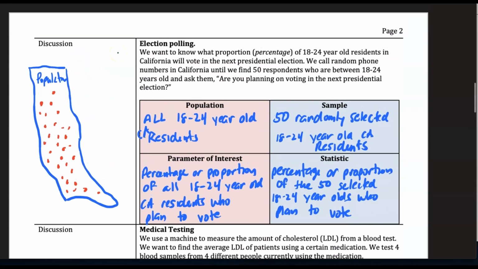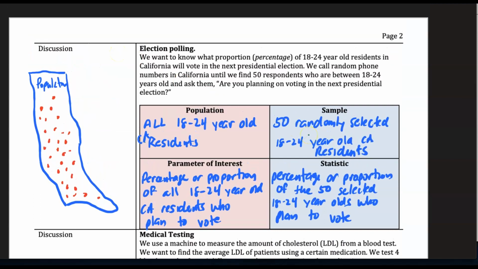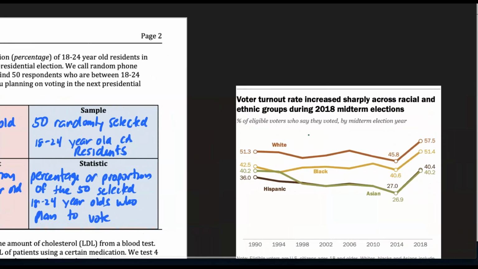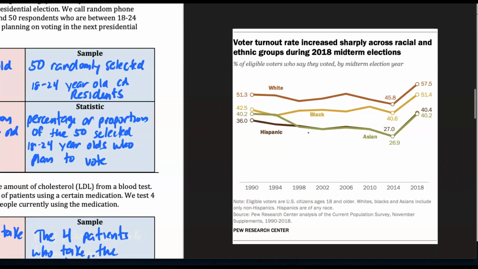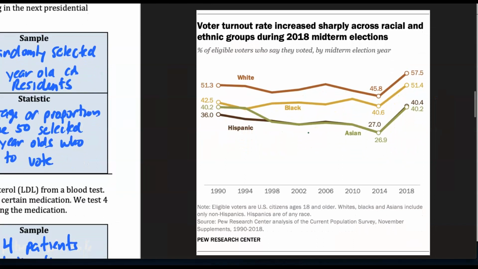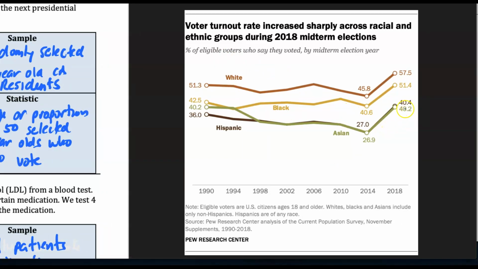This is an interesting question. Presidential elections happen every 4 years. What is the actual turnout? What does the data tell us? I pulled this from the most recent data, at least from the 2018 elections. You can see by race the percent of eligible voters who voted. In 2014, you see pretty low numbers compared to 1990. You can see some trend, kind of level off.